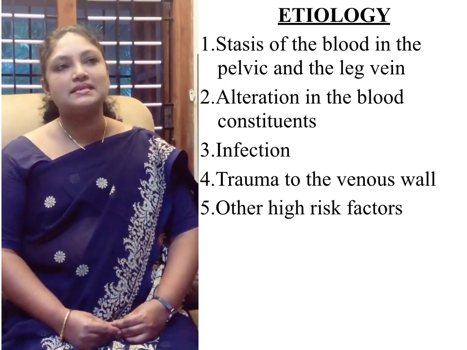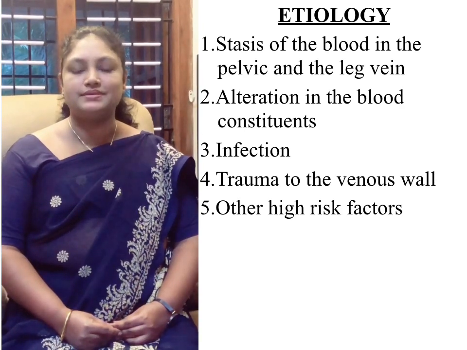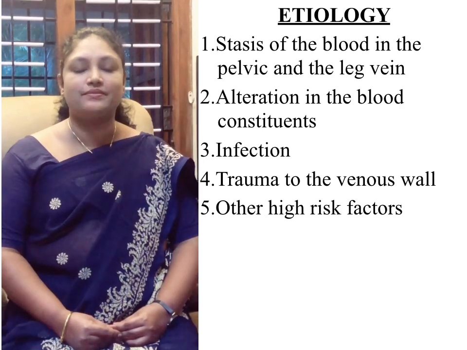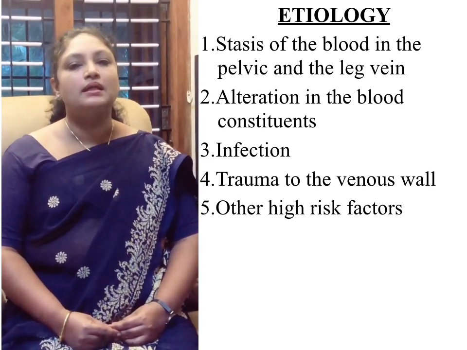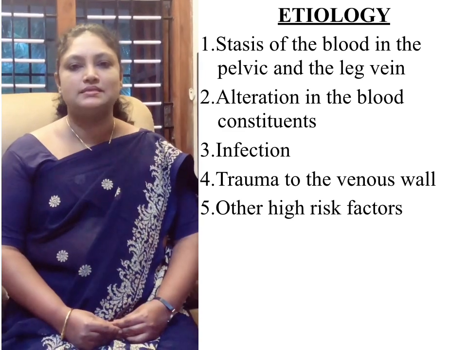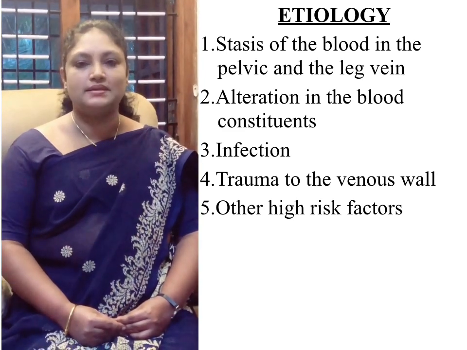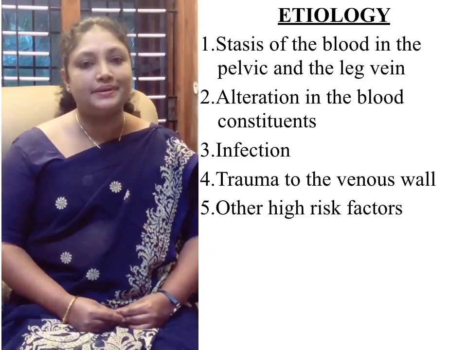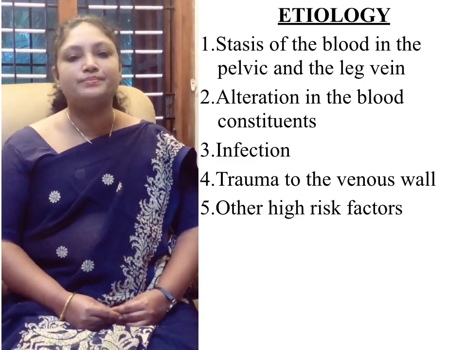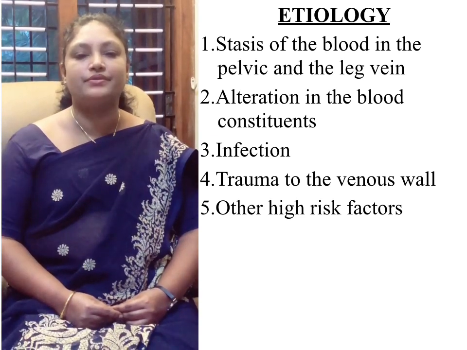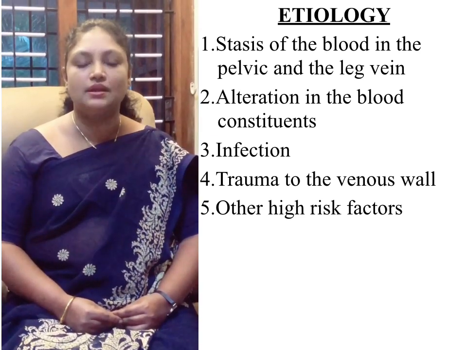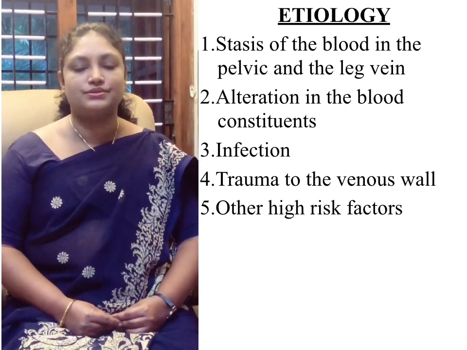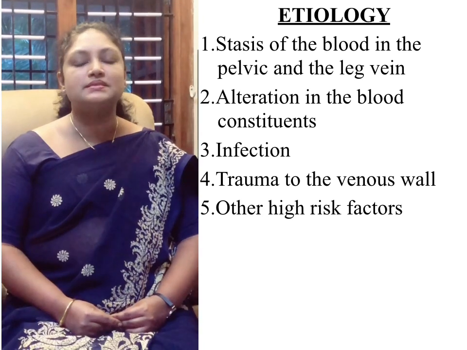And the third one is infection. The infection may be in the pelvis because of cellulitis. This infection can lead to formation of thrombus or inflammation of the venous wall. And the fourth one is trauma to the venous wall, because of trauma which might have happened at the time of delivery, or because we keep the patient for a long time in a lithotomy position with stirrups. For this reason also the lady may get a thrombus.